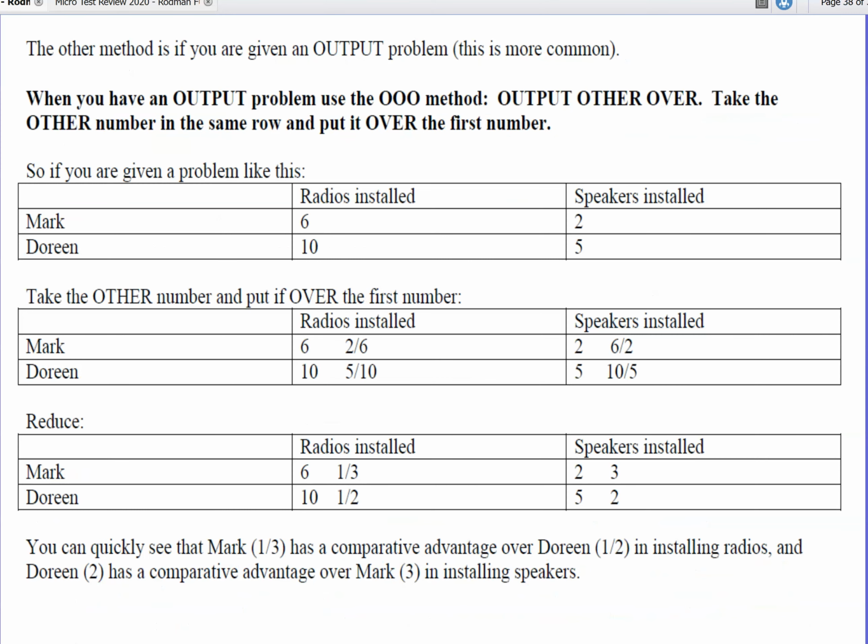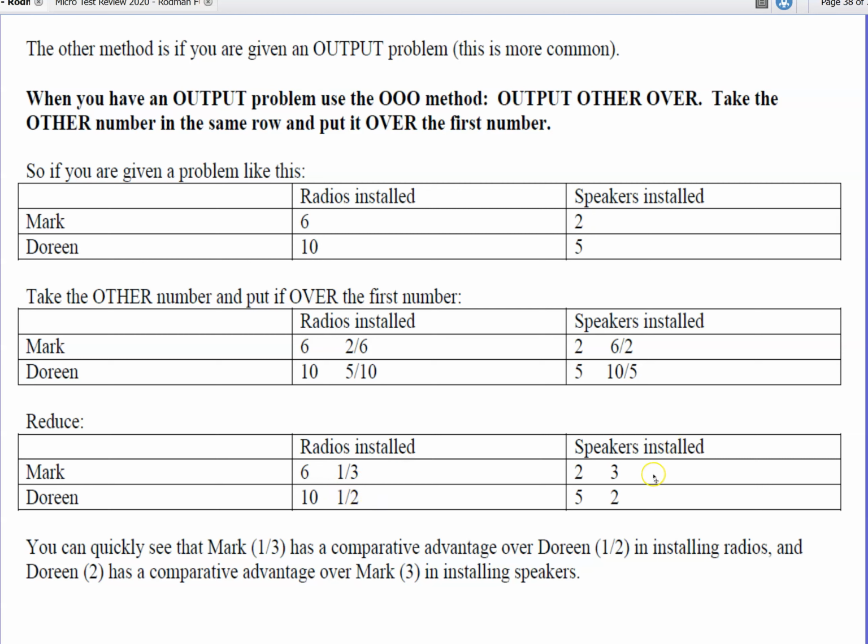The other method, the OOO method, or the output other over, is in products produced. So if they're talking about the final product that's being produced, this is where you'd want to use the output method, or the OOO, and this is in radios and speakers. So Mark and Doreen here are producing radios and speakers, and we can see here, moving through the output other over, that Mark has an opportunity cost of 1/3 speakers in order to install radios, where Doreen has 1/2. So Mark has the comparative advantage over Doreen in installing radios.